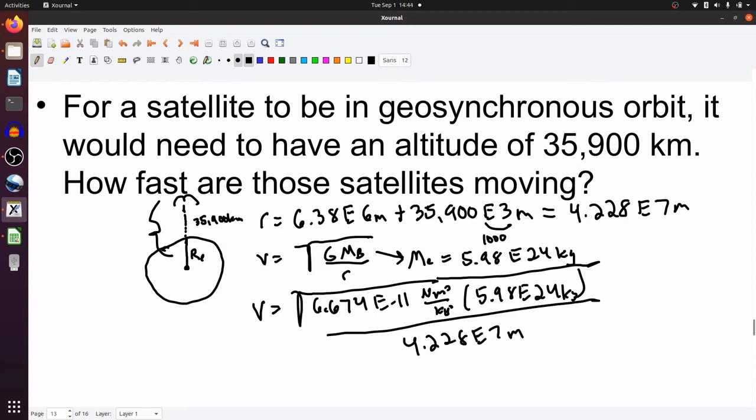All right, let's do it. 6.67 times 10 to the negative 11th, and then multiply that by 5.98 times 10 to the 24th, and then divide that by 4.228E7, and then we take the root of that, and I get 3,072 meters a second. Speedy.